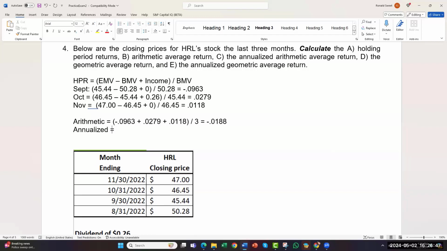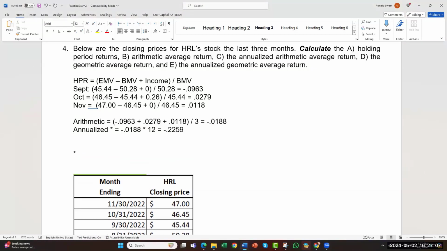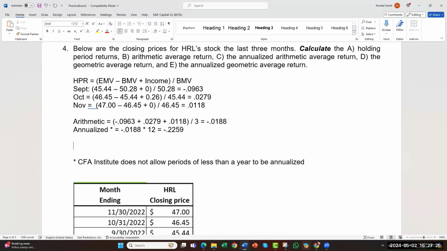Annualized equals, and you put that little asterisk on the annualized, equals minus 0.0188 times it's monthly, so times 12, that equals minus 0.2259. Our asterisk says CFA Institute does not allow periods of less than a year to be annualized. Right, and then we'll do geometric, which is the difficult one.